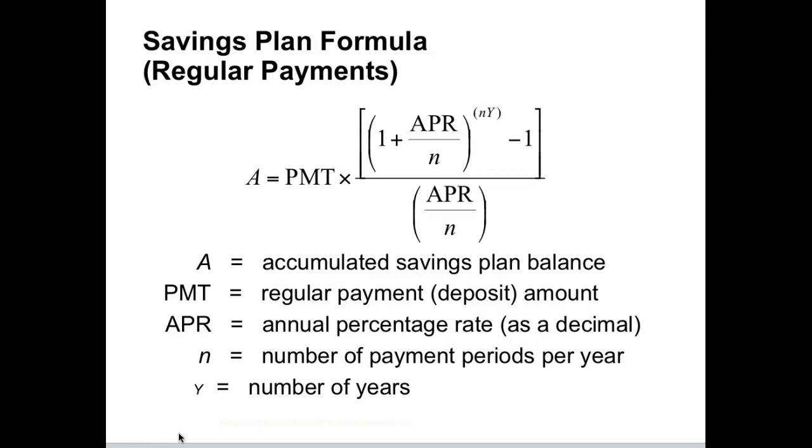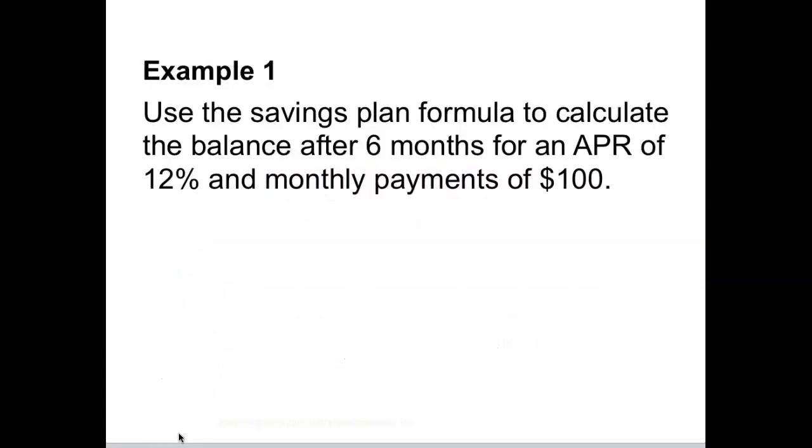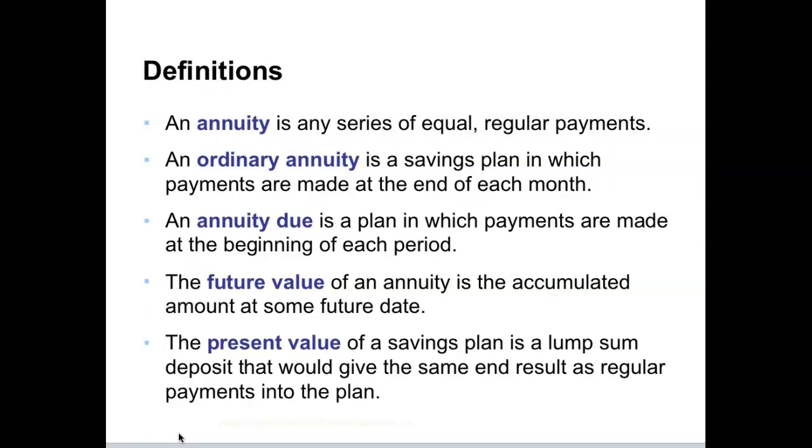So this is your savings plan formula, where A is the accumulated amount in your savings account when you're making regular payments at a regularly scheduled interval. So we have the key down here as to what all of these mean. You can use this formula by hand. Of course, it does work, but that is pre-programmed into your calculator in the TVM solver, which is probably a little bit easier to use.